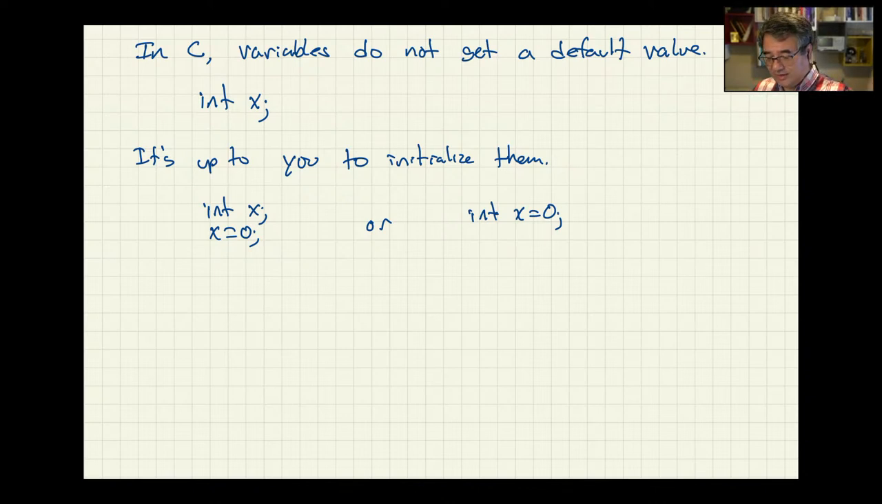And the reason why this is there is, again, historical. When C first came out in the early 1970s, computers were a lot slower, had a lot less memory than they do now. And so a decision was made to leave it up to the programmer about whether they want to expend the precious computer cycles initializing a variable if you were just going to assign to it later on. If you were going to assign to it in the very next statement, why bother initializing it? It's just extra work for the computer to do.